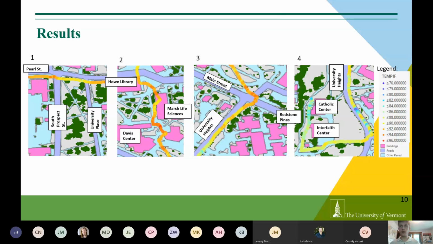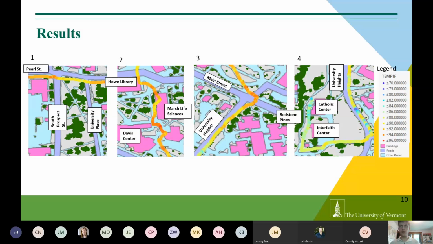As you can see, when you're walking by the Waterman Green, you have a 2 to 4 degree temperature decrease in the yellow dots compared to the orange dots on either side. The orange dots are surrounded by asphalt and buildings, whereas the yellow dots are surrounded by, on one side, a road and the other side, grass. And you can see the temperature decrease as you're walking by the grassier area.